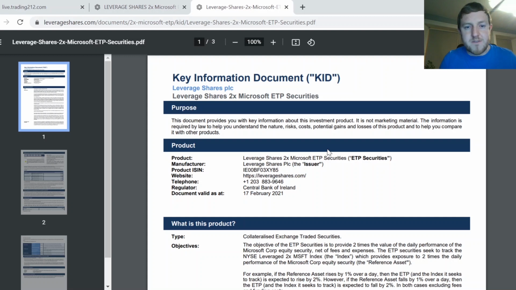Okay, so here is this key information document, and this goes through everything that you need to know in a summarized fashion. It'll have the issuer, the regulator, etc.